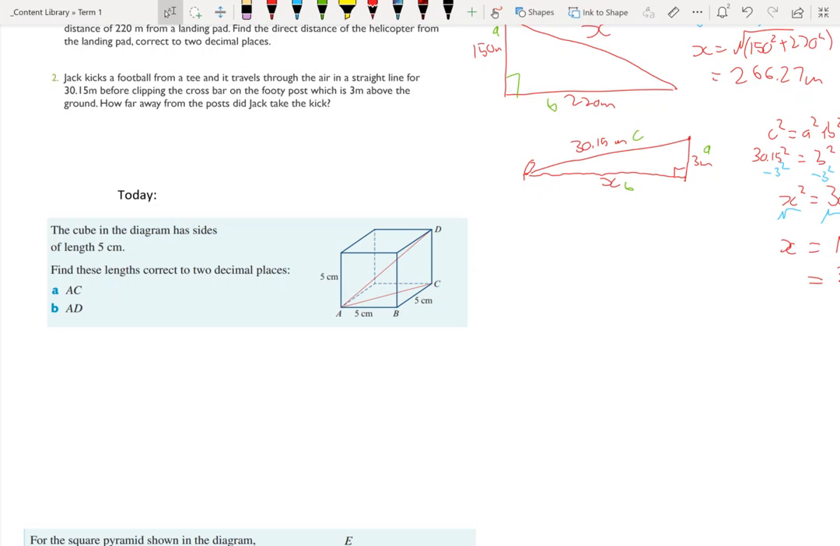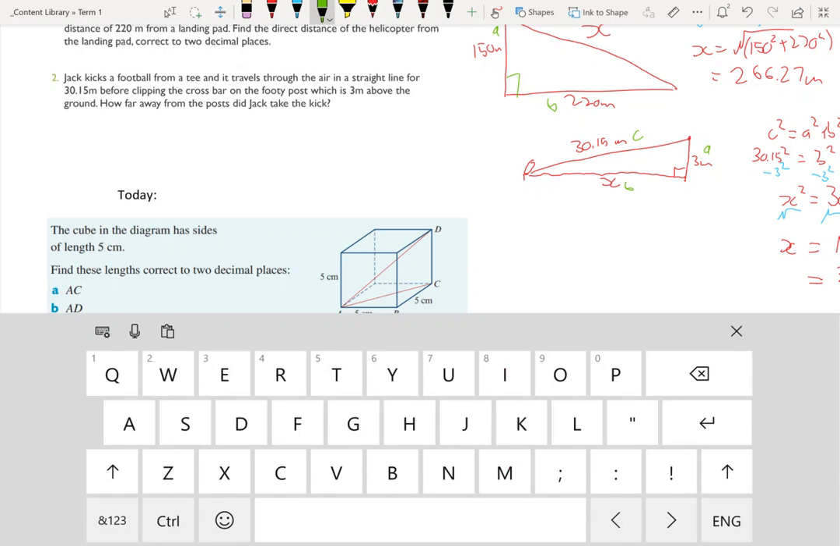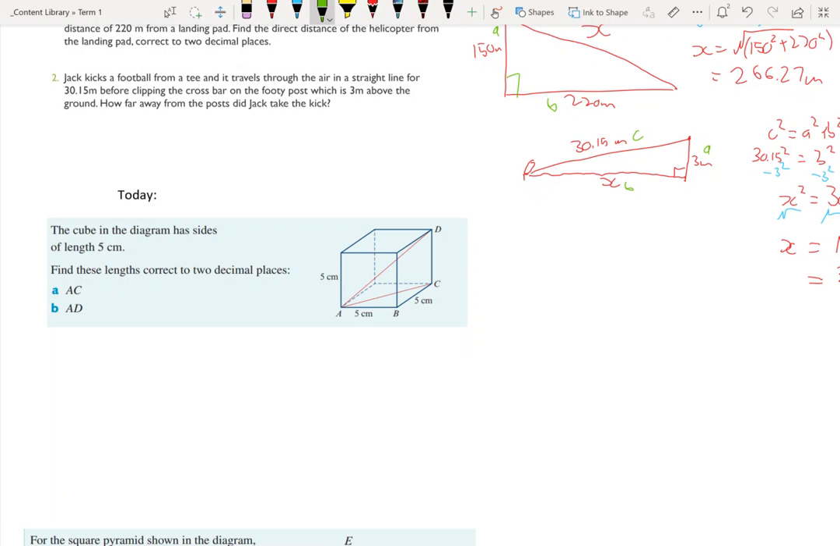So AC means the line from corner A to corner C, and then AD, the line from corner A to corner D. So we've sort of got two right angle triangles here. I'm going to draw them in. I'm going to do the AD one first. You can sort of see that we've got a right angle triangle there. So I know that that is 5 centimeters, but I don't know what that diagonal one is, and I don't know what the one along the bottom is.